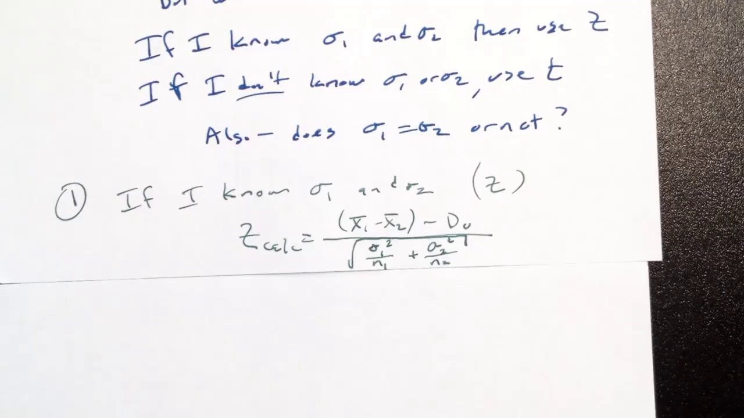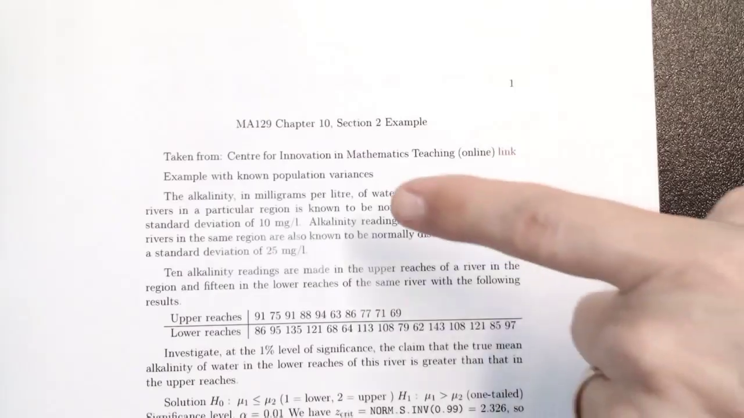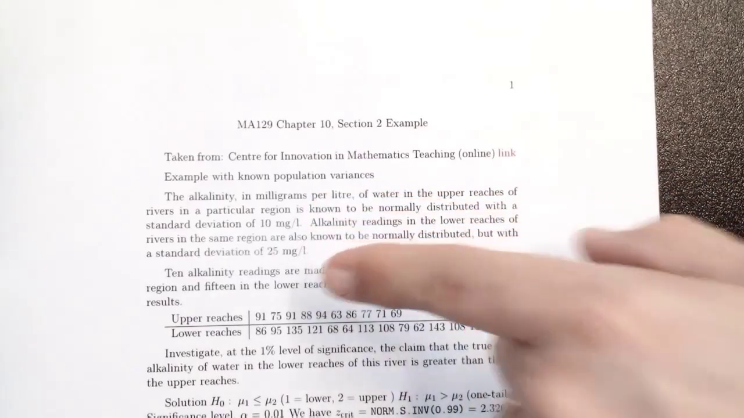So I cheated and I found a problem that did this. I went to a website, the Center for Innovation in Mathematics Teaching, and I wrote up one of their examples. They're going to go out and do an environmental impact survey. The alkalinity of the water in the upper reaches of a region is normally distributed, standard deviation 10 milligrams per liter. At the lower part of the river, it's 25 milligrams per liter. That's the piece of information that I need to have sigma 1 and sigma 2. There we go. I'll call the upriver 1 and downriver 2, and then I can actually go.